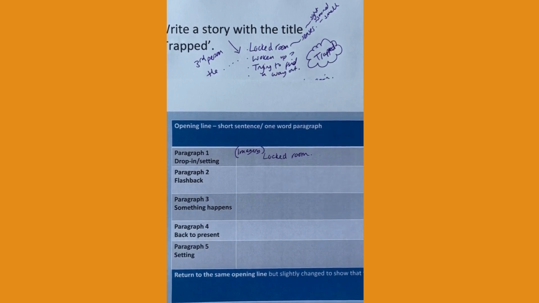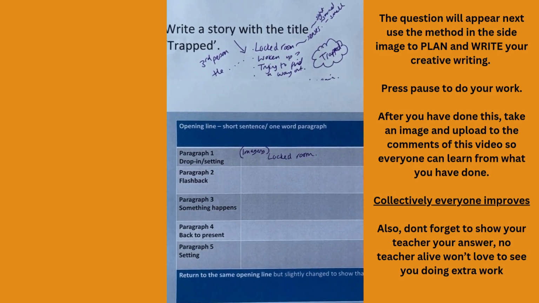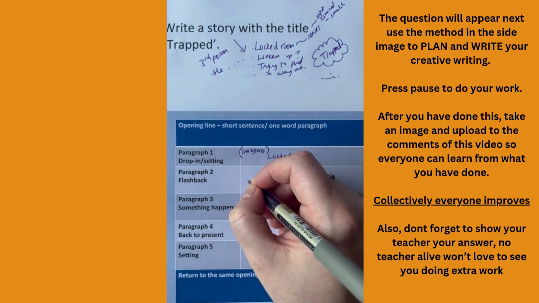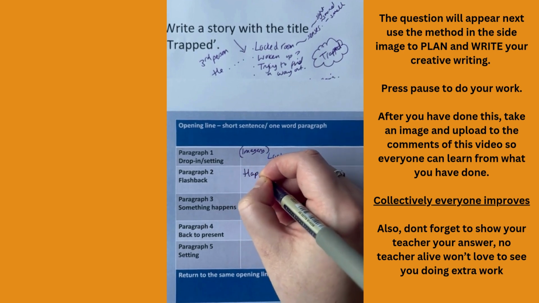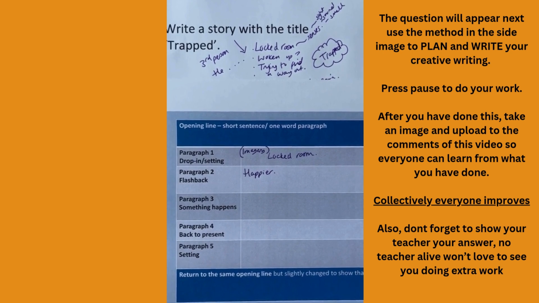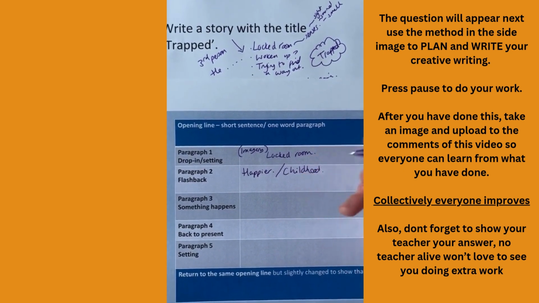My flashback. Now I've said that I've woken up in this room and become trapped. So my flashback is going to be a contrast, something completely different from the rest of the piece. In my flashback, I'm probably going to talk about something much happier. It could be something from earlier in the day, it could be something from childhood. That's always quite effective if they're an adult.